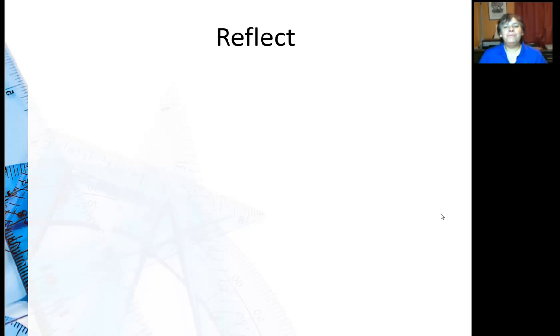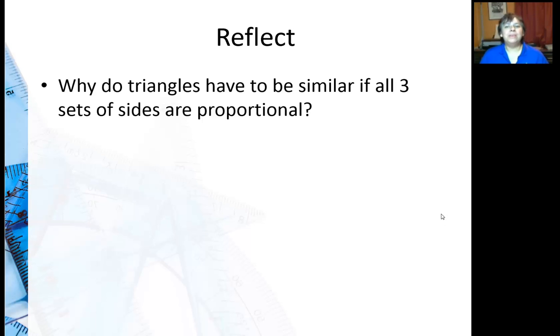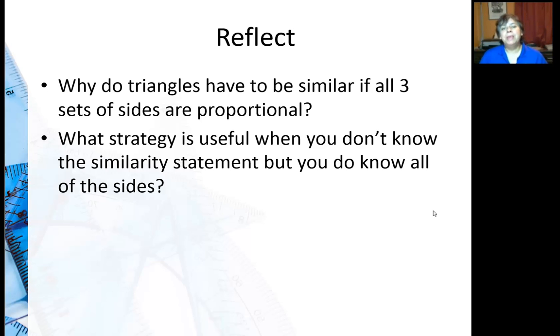So for further reflection, why do triangles have to be similar if all three sets of sides are proportional? We used inductive reasoning to show that by looking at two triangles and making the sides proportional, and we saw they were always similar. We were not able to find a counterexample. What strategy is useful when you don't know the similarity statement, but you do know all of the sides? Well, honestly, simplifying to the simplest ratios to go to that first polygon or triangle is easiest.